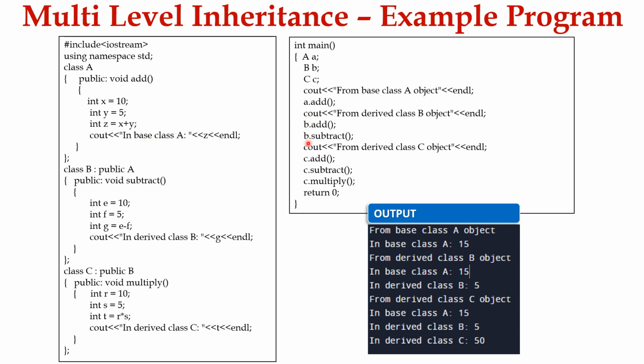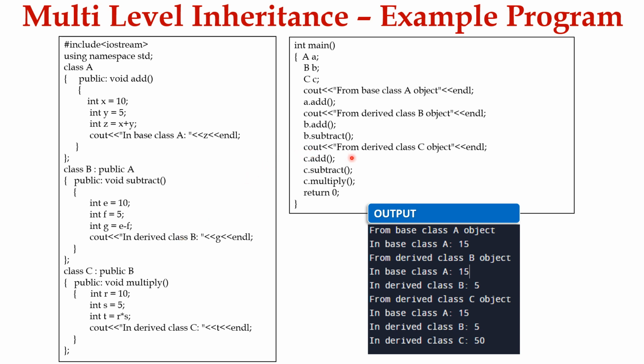So in main function, b.subtract is called. Now the control moves to the class B member function subtract, where the variables e and f are subtracted and stored in the variable g, that is 10 minus 5 is 5, stored in the variable g. Using the cout statement, in derived class B, the value of variable g, that is 5, is displayed to the user as shown in the output. Now after displaying this value, the control is moved to the main function.